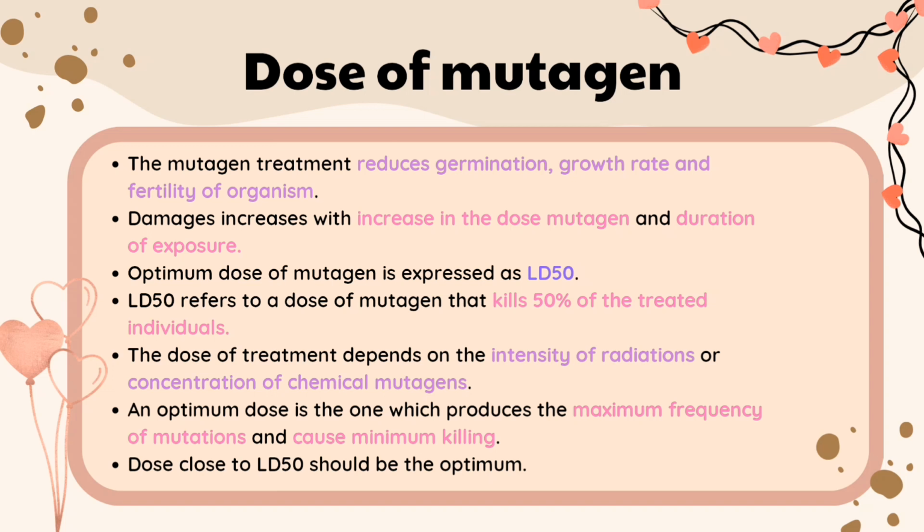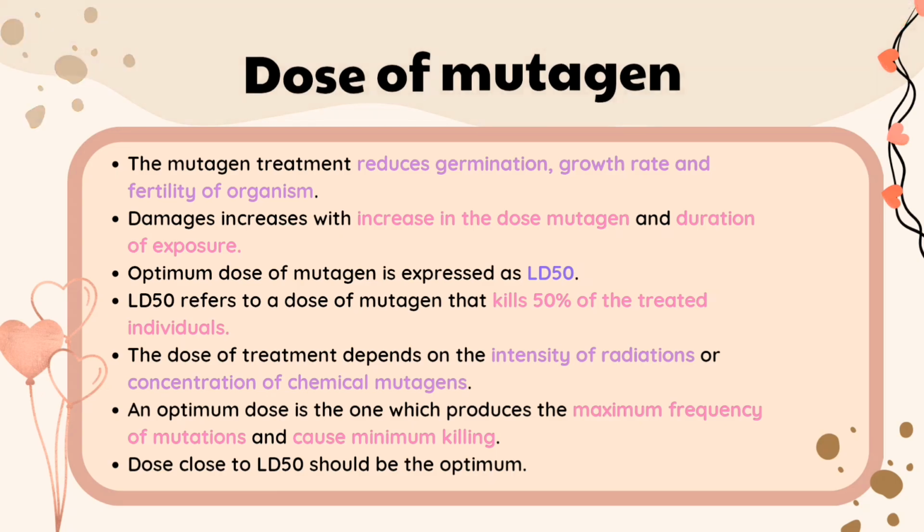The dose of treatment depends on the intensity of radiations or concentrations of chemical mutagens. An optimum dose is the one which produces the maximum frequency of mutation and causes minimum killing. Dose close to LD50 should be optimum.